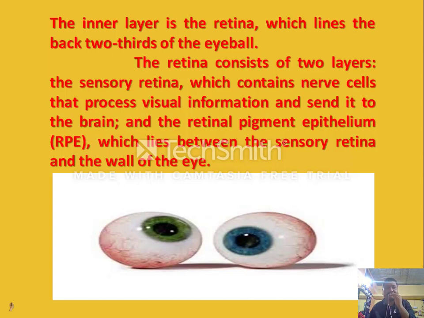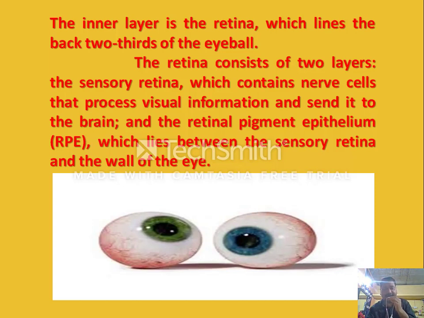The retina is made up of two layers. The sensory retina contains nerve cells that process visual information and send it to the brain. This part contains nerve fibers that convert light energy into electrical signals, which are carried to the brain, where the signal is interpreted. The other layer is the retinal pigment epithelium, also known as RPE, which lies between the sensory retina and the wall of the eye.